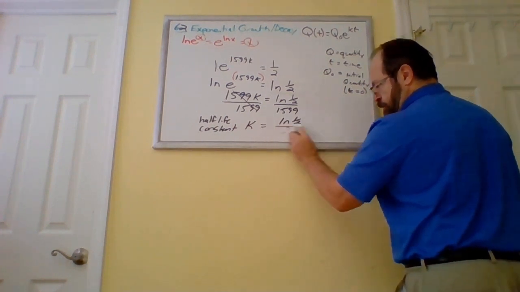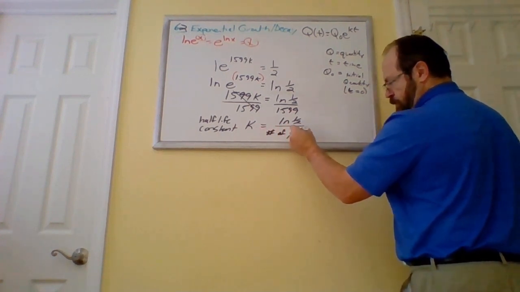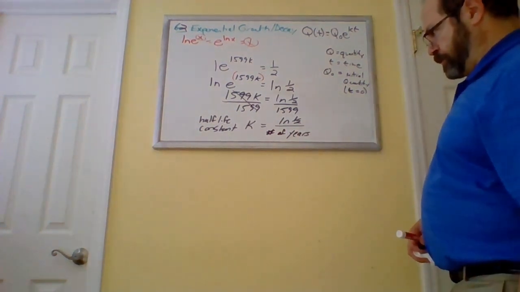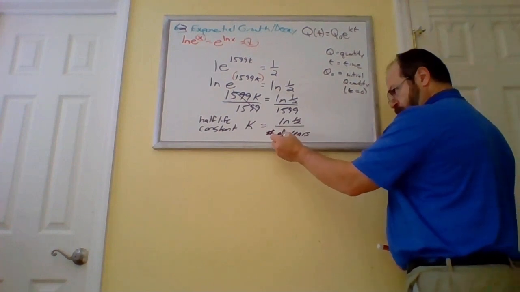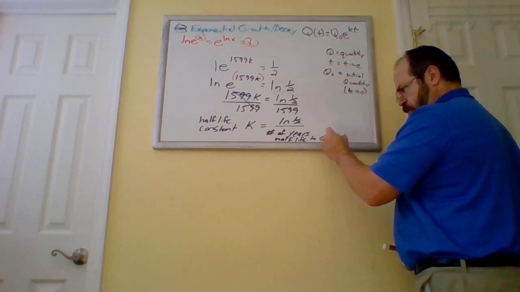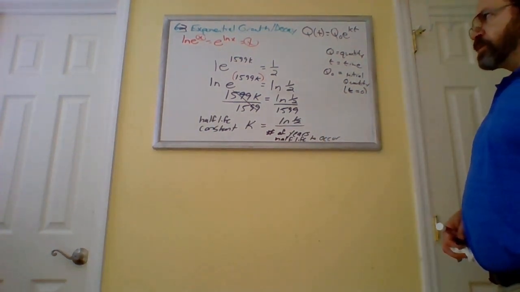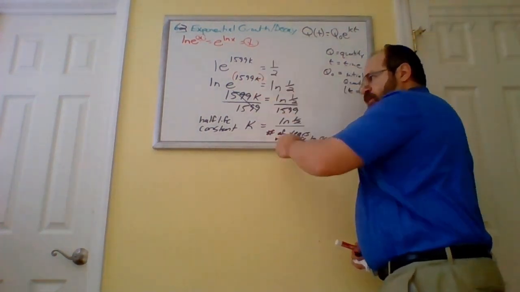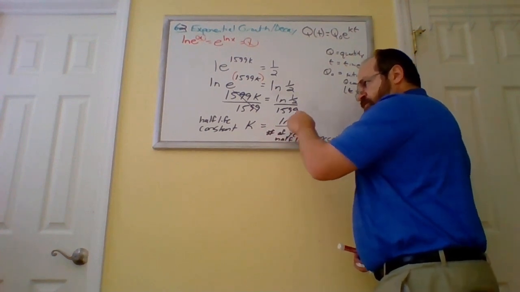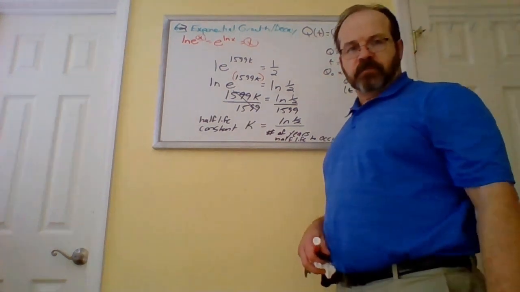Sorry, that's hard to read. I can read it. For the half-life to occur, the number of years for the half-life to occur. And that's what your k is every time. So you don't have to go through this process every single time. All you got to do is say, whatever the half-life in years is, take the natural log of a half divided by the years, and you'll get that constant.